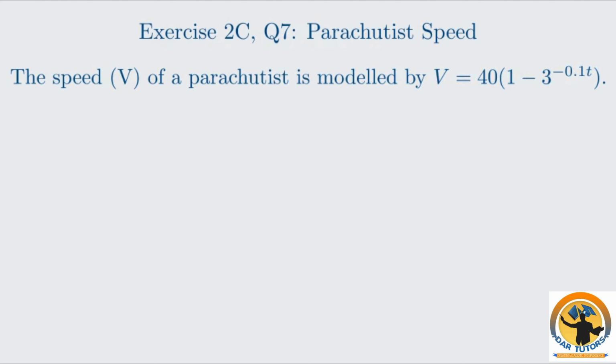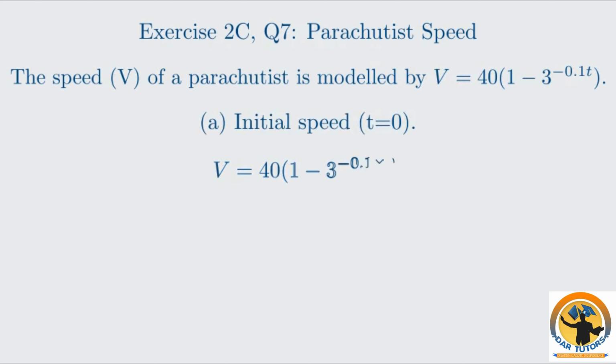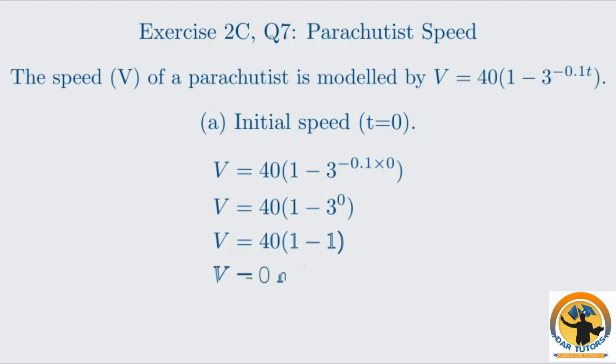Part A asks for the initial speed. Initial means t equals 0. We substitute t equals 0 into the model. v equals 40 times 1 minus 3 to the power of 0. Since 3 to the power of 0 is 1, we get v equals 40 times 1 minus 1, which is 40 times 0, or 0 meters per second. This makes sense, as a parachutist starts from rest.